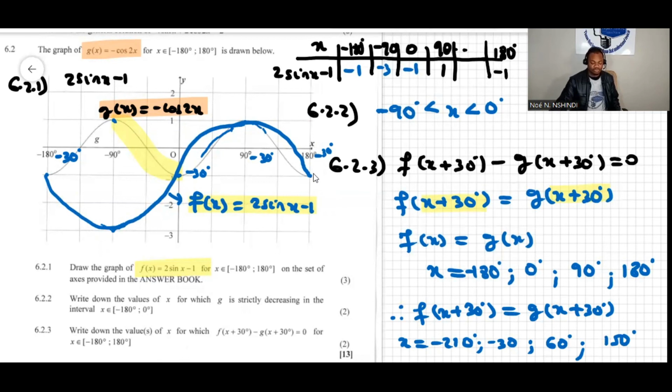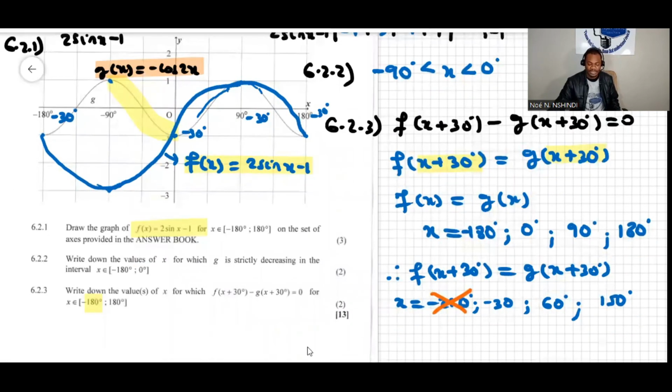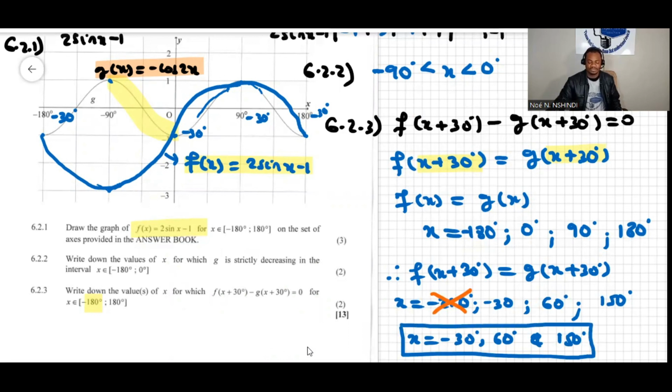Now, it is important to note that the interval we want is from negative 180 degrees to 180 degrees. Over here we have negative 210, which is not part of the interval. So the values of x are just negative 30, 60, and 150. So I can write here, x will be equal to negative 30 degrees, 60 degrees, and 150 degrees. These are the values of x for which f of x plus 30 degrees equals g of x plus 30 degrees. Thank you.